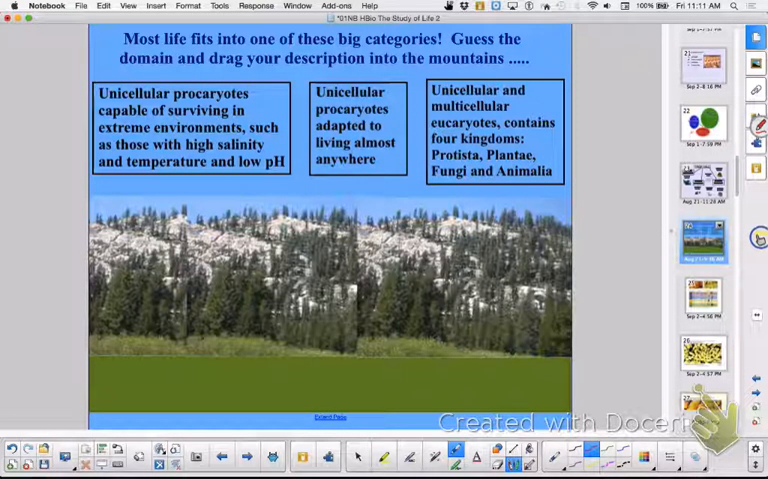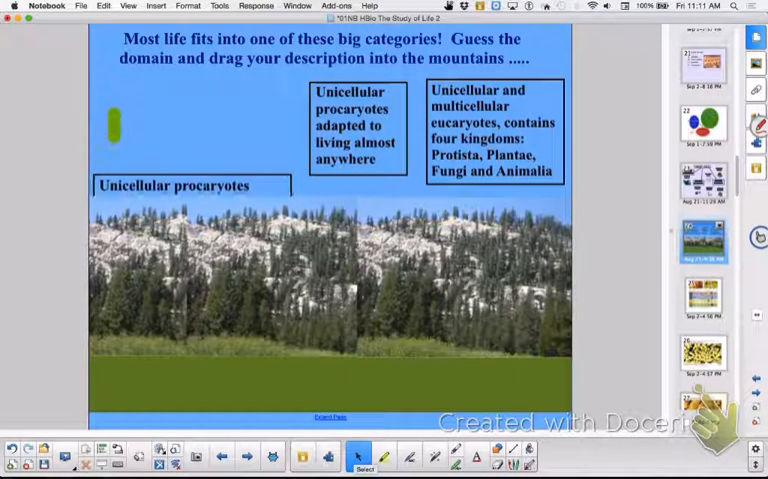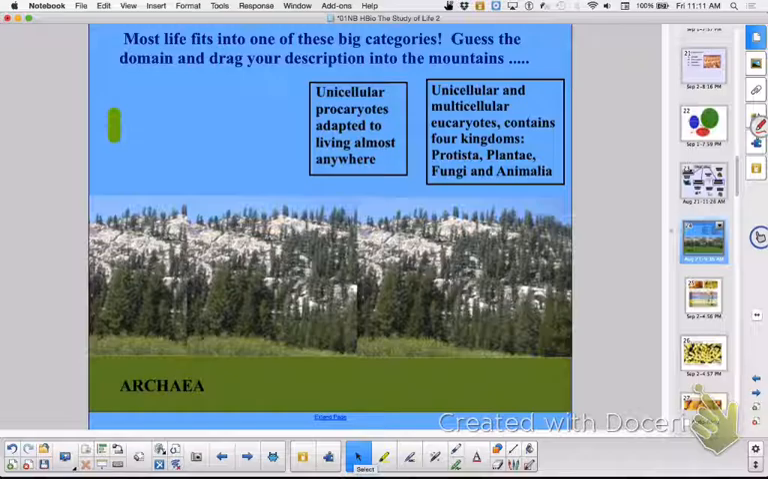Okay. Let's see what the mountain says. It says it's a highlighter. Let's see what the mountain says. Oh, yes, the mountain said yes. Okay, unicellular prokaryotes adapted to living almost anywhere. What would that be? Bacteria.